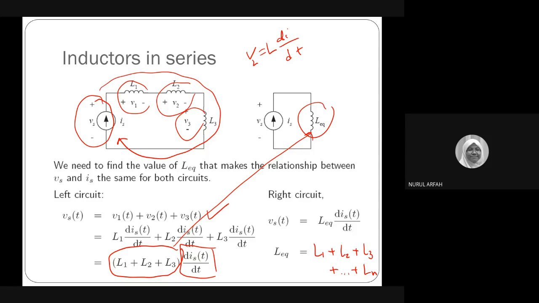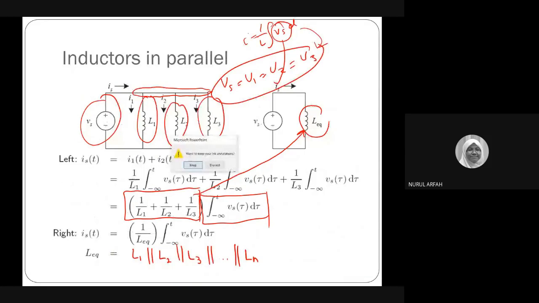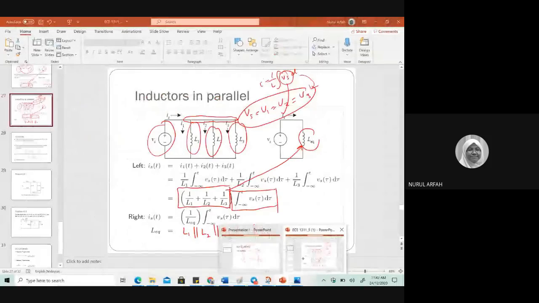So if you want to summarize, inductance in series or in parallel will take the same rules as the resistor. Then if you want to use a voltage divider or current divider, what happens?